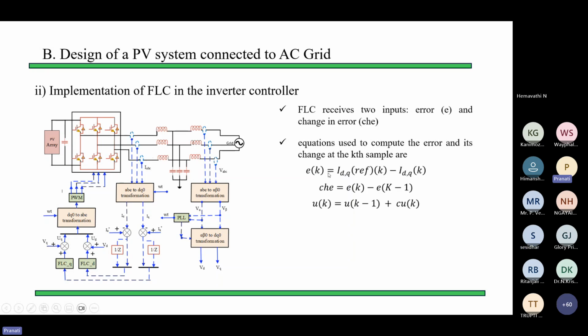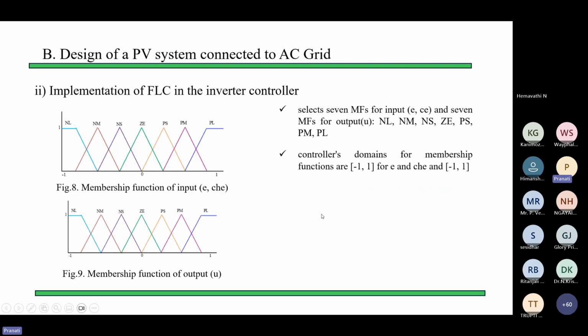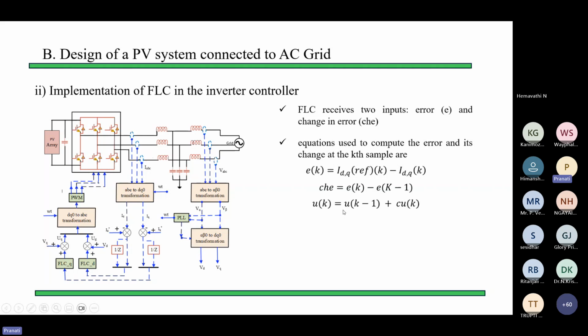That is, the error is the difference between the D axis reference at the kth sample minus the D axis value of the measured current. Similarly, the error is the Q axis reference quantity at the kth sample minus the Q axis of the measured current at the kth sample. Then CHE represents the change in error, which is the difference of error and its previous value. Now the control output duty cycle is its previous value plus the change in duty cycle.